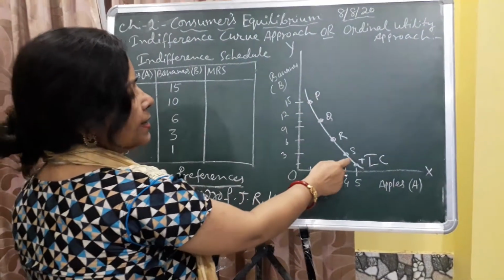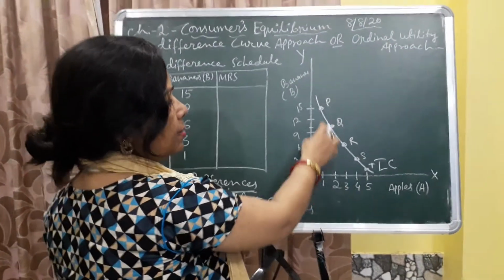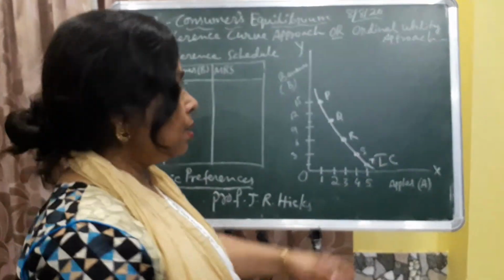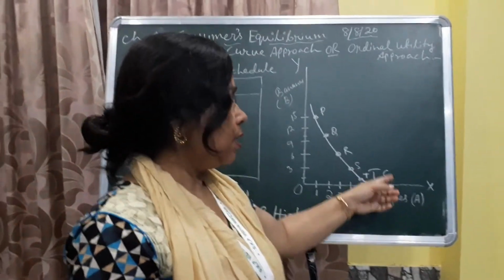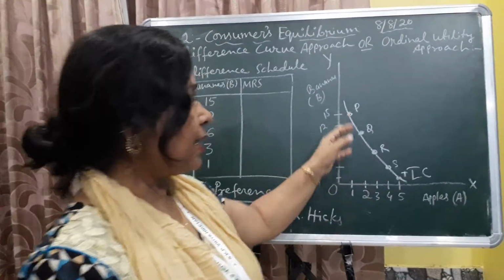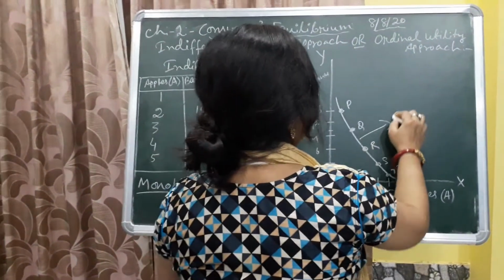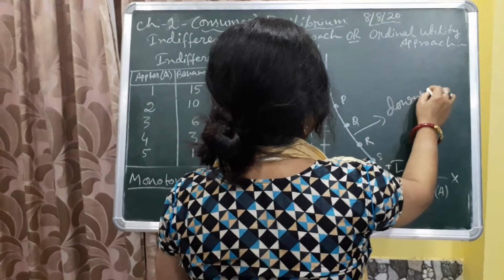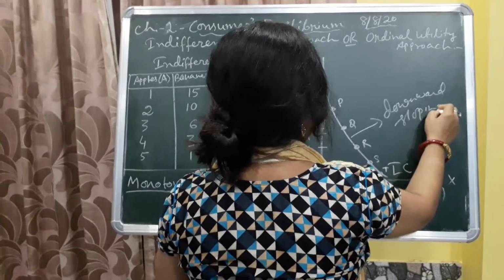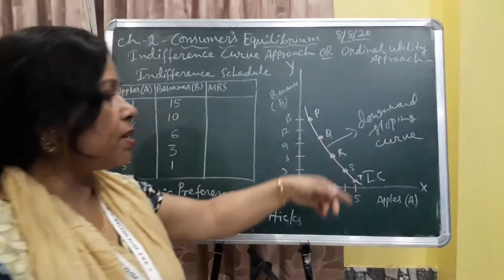P, Q, R, S, T, these are the points, and we join these points and get the line. This line is called the indifference curve. IC means indifference curve. The shape of this indifference curve is downward sloping. This is the indifference curve, a downward sloping curve.